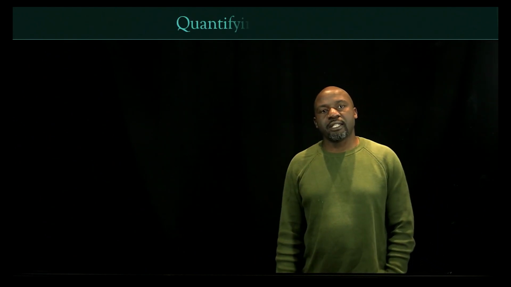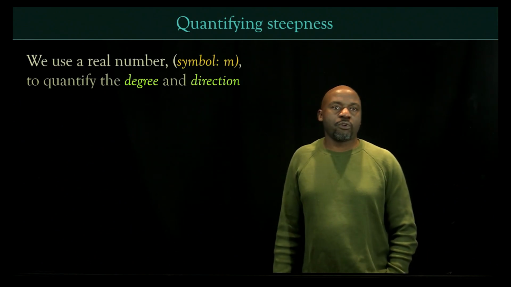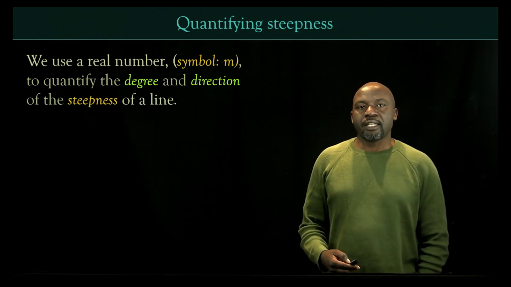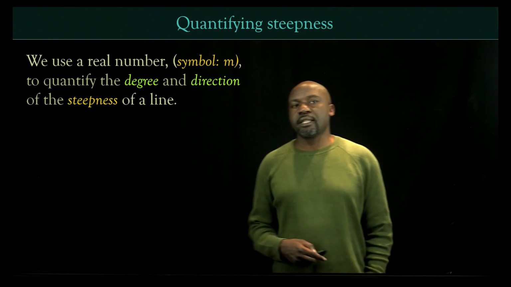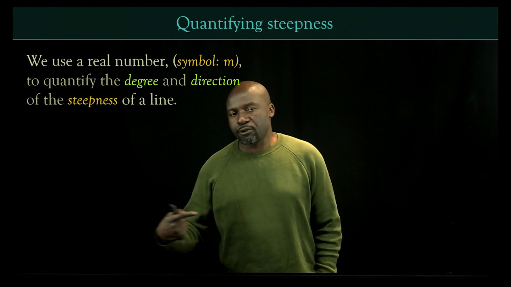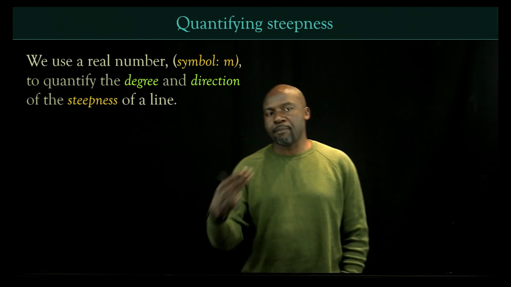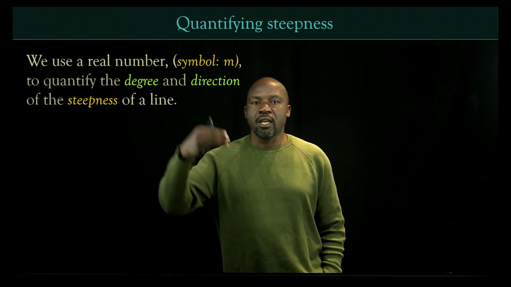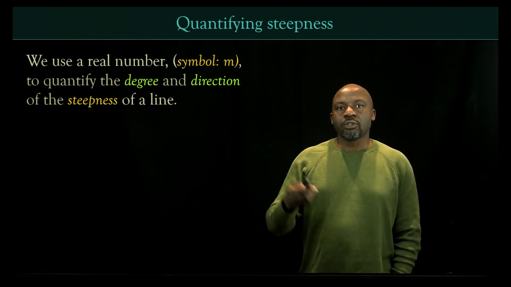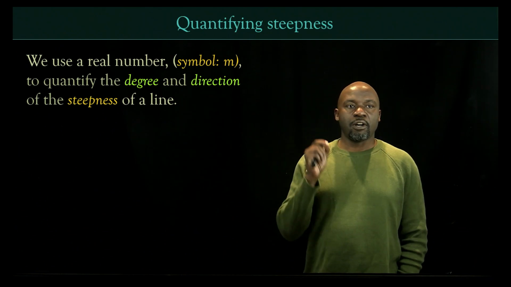In order to quantify steepness, we use a number symbolized by the letter M, or in the Swedish program, the letter K. It's a real number, and it represents the degree of steepness and also the direction of steepness. When I say direction, I mean that as we move to the right, either the line is climbing or it is sloping down. If it is climbing, we say it has a positive steepness. If it is falling, we say it has a negative steepness. So we use a real number to represent the degree and direction of steepness.